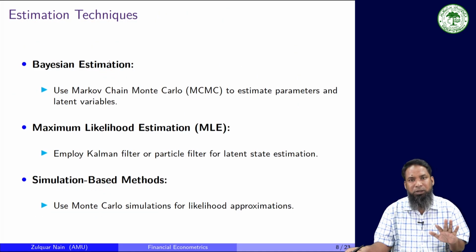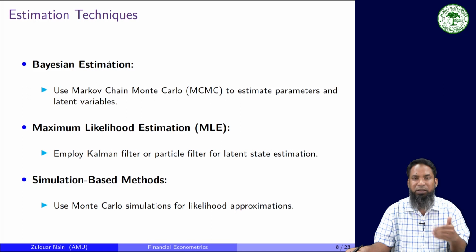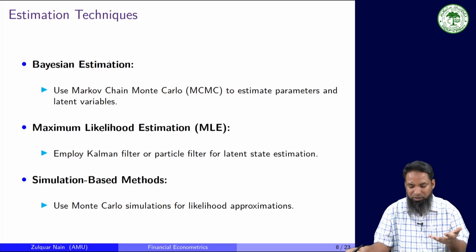Then the stochastic volatility model could be estimated either using the Bayesian estimation approach, or the maximum likelihood estimation approach, or simulation based methods. When we are using the Bayesian estimation method, we basically use the Markov chain Monte Carlo, which is commonly known as the MCMC approach, to estimate the parameters and the latent variables. In the case of the maximum likelihood estimation method, we employ the Kalman filter or the particle filter for the latent state estimation, which is basically not observable. So we will be using these techniques to estimate that latent process or latent variable.